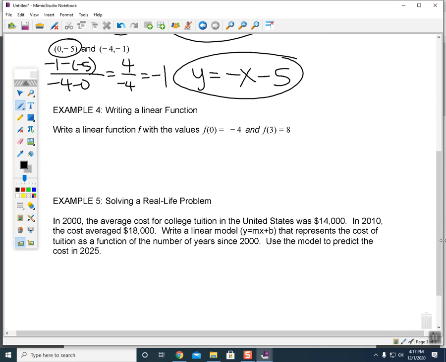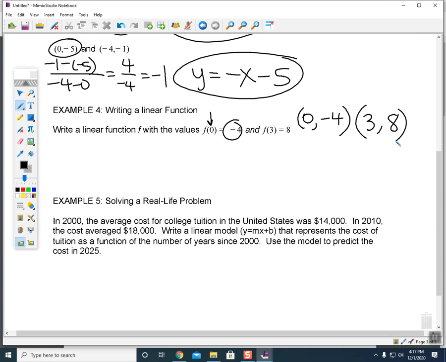Okay, function notation is something that a lot of people seem to struggle with a little bit, but it's pretty straightforward. So when you see function notation like this, think of this as a point on a graph. So here's my input, here is my output. So when I put in 0, I get out -4. I can write that as a point, a coordinate point. So that's just going to be 0, -4. That's the first point I'm working with. Second point I'm working with then is 3, 8.